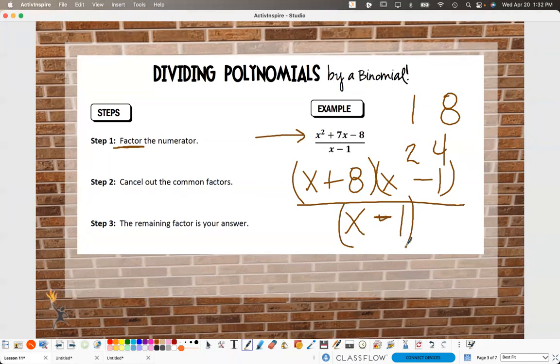So that's my new formula. These two are equal to each other because if I factor it, it's just taking it back a step. What can I do? We'll read what step 2 says. Cancel out the common factor. Which one do both the denominator and the numerator have? So there's the answer.